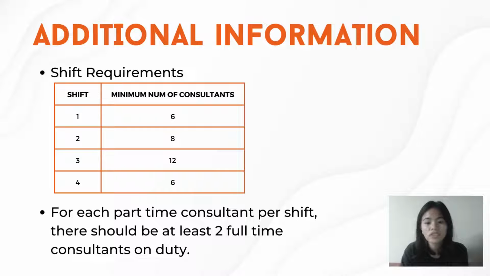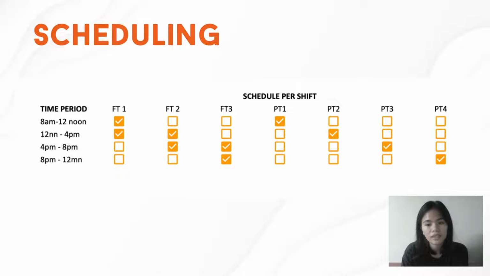Now moving forward to the additional information of Problem 3.15, there is a required minimum number of consultants per shift, which are 6, 8, 12, and 6 respectively. And for every part-timer, there should be at least 2 full-time consultants. To understand the problem better, we also prepared a schedule table to identify which type of consultants would be taking the shift.